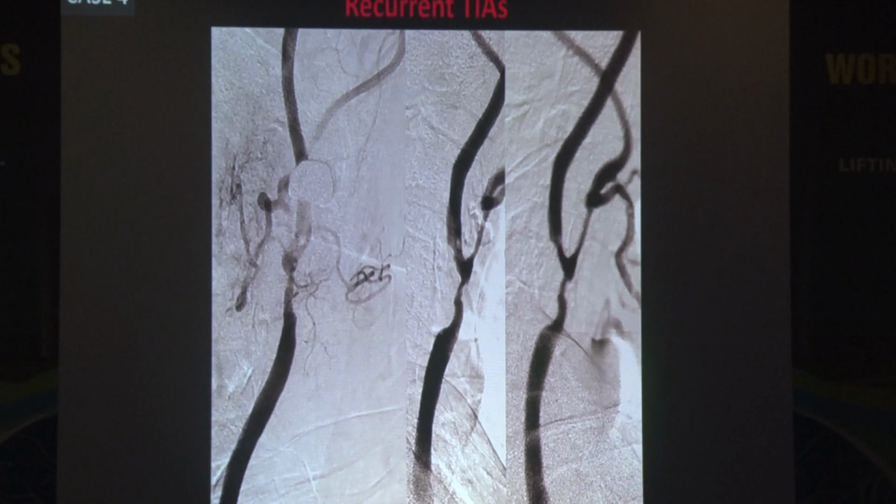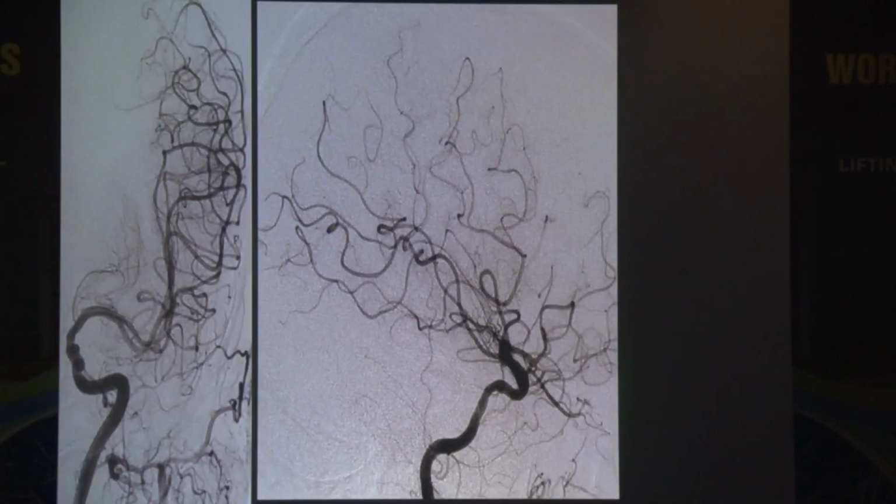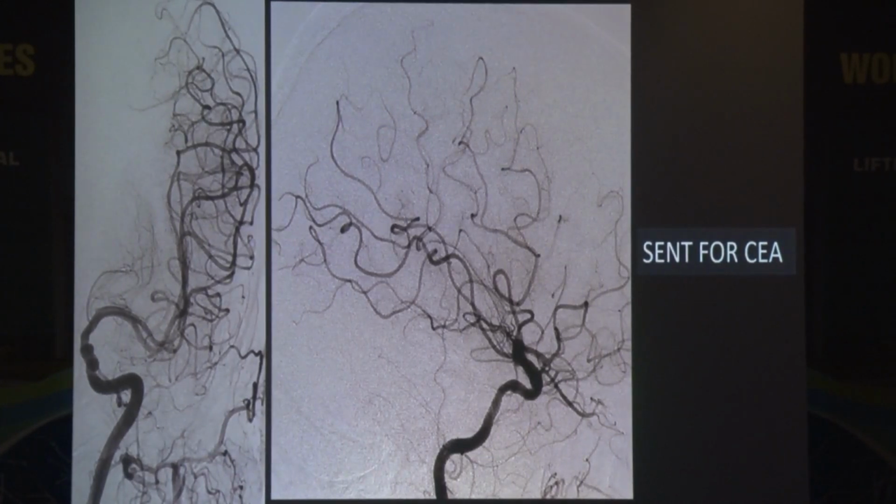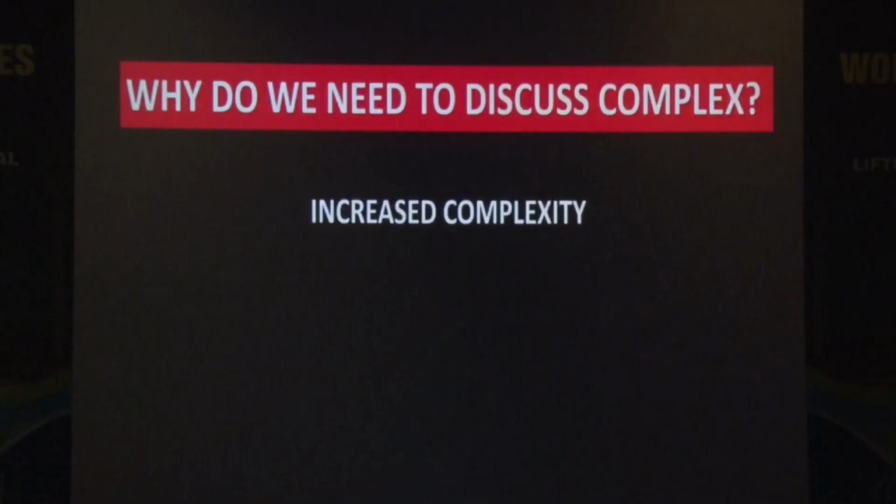Another case, recurrent TIAs, free floating clot, but patient is having repeated symptoms. Vessels upstairs look okay, so we send these patients for endarterectomy. So I'm just trying to show you different spectrum where you end up taking a different decision in similar looking clinical scenarios. So this is the complexity as far as decision making is considered in TIS.